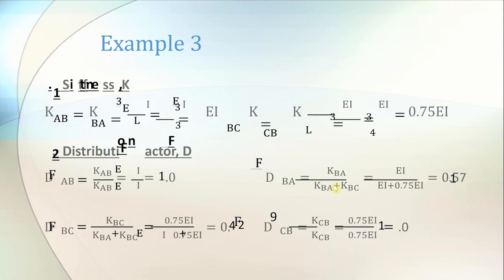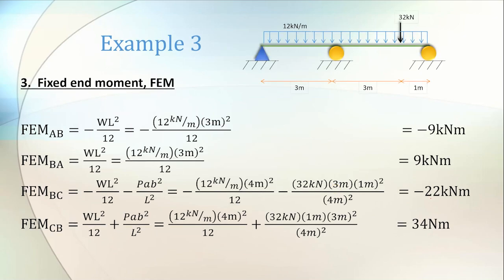We move to fixed end moment. For fixed end moment, we have to look at what support do we have at that particular beam. FEM AB, here we only have UDL, which is 12 kilonewton per meter. So you know the formula is WL square over 12. But we must assume first the direction of the moment. This is how we assume. So for AB, it is counterclockwise. That's why I put negative here.